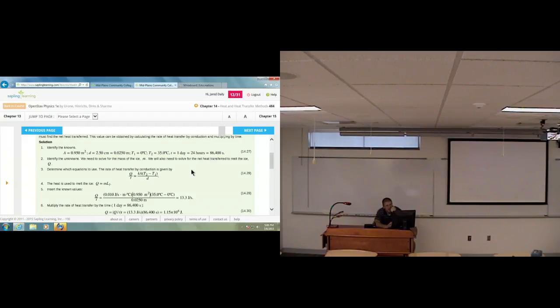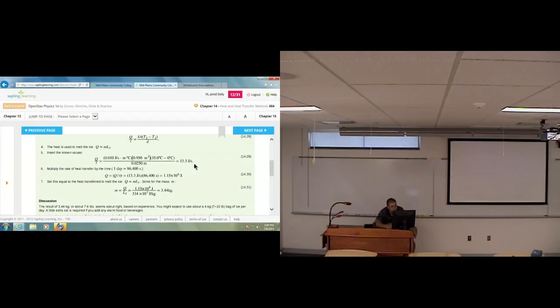So all we need to do now is figure out how much ice is going to melt trying to keep this stuff at 0 degrees. Well, we can calculate how much heat is going to transfer out per second, Q per t, which is the rate of heat transfer. That's k times the area times temperature change over distance. We have all those numbers. So we're going to lose 13.3 joules per second after we plug in those numbers.